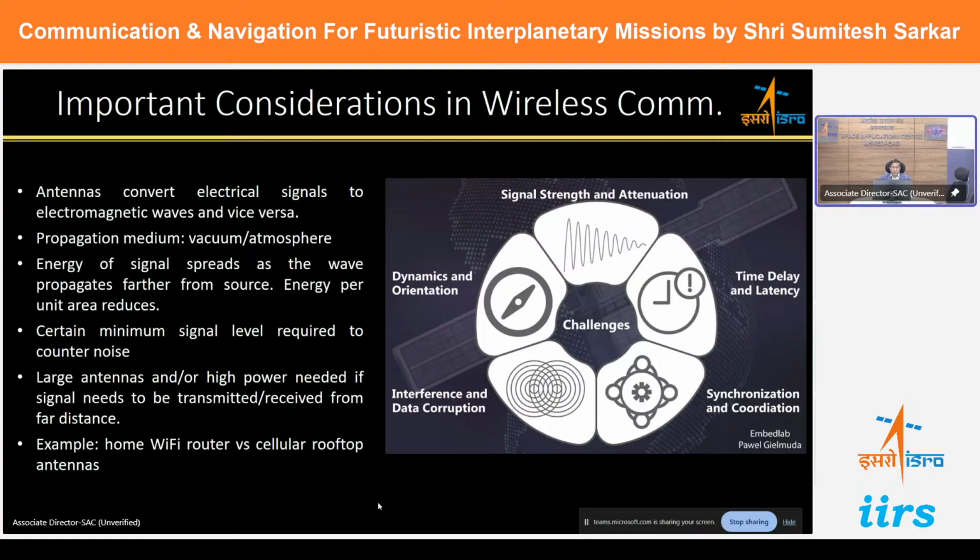is the dynamics and orientation of the transmitter and receivers. Two important parts are time delay and latency. We'll come to the detail of these things. And the interference, that is the signal of other transmitters which may enter into the system, and the synchronization and coordination of the receiver with the transmitter system. So these are important aspects of any communication system. Next slide.